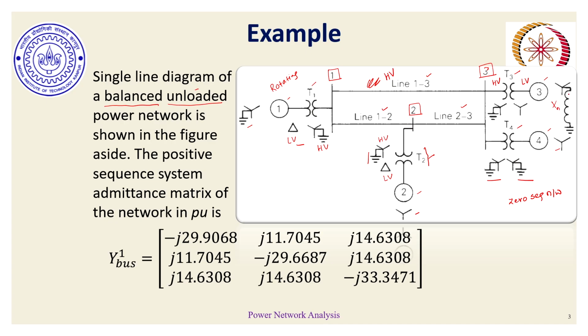So these aspects of how the grounding is there for the machines with respect to the neutral is also going to affect the zero sequence network. The respective line parameters are not given. What otherwise is given is that we directly know the positive sequence admittance matrix of this network.